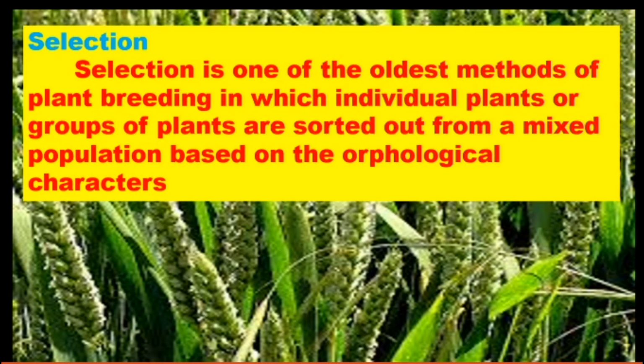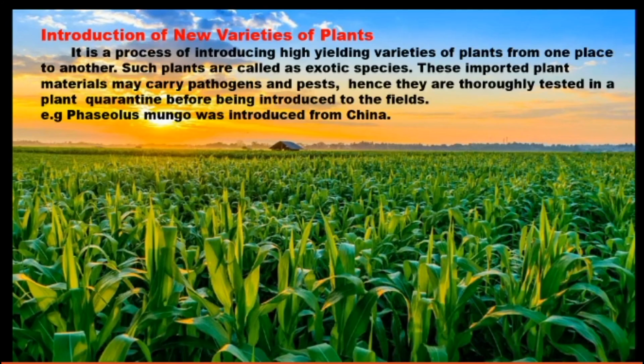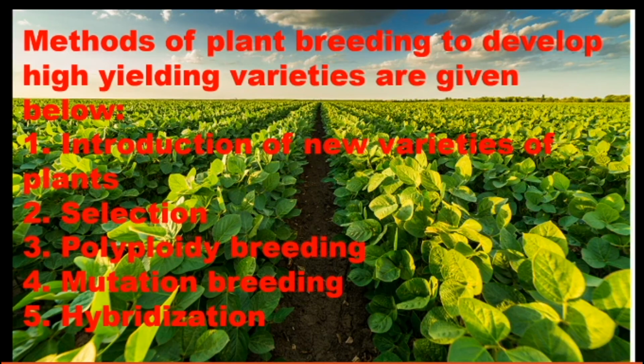What do you mean by selection? That is the old method. They come to conclusions about which is best to cultivate, along with the introduction of new varieties. So today we have studied two topics: introduction of new varieties of plants, and selection. It is very important for plant breeding.